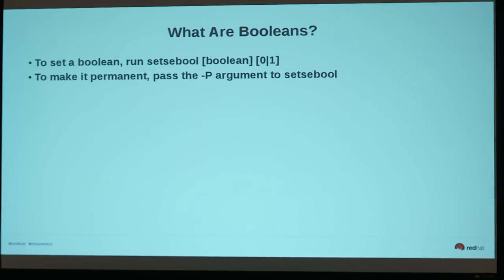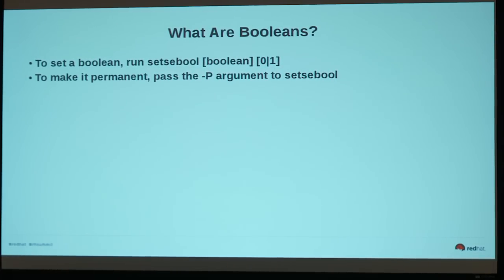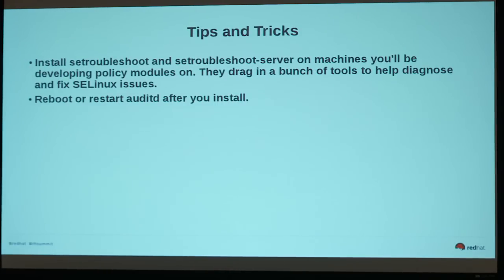To set a Boolean temporarily, you just say setsebool, whatever the Boolean is, and then 0 for off or 1 for on. If you want to make that permanent, pass the -P argument to setsebool.